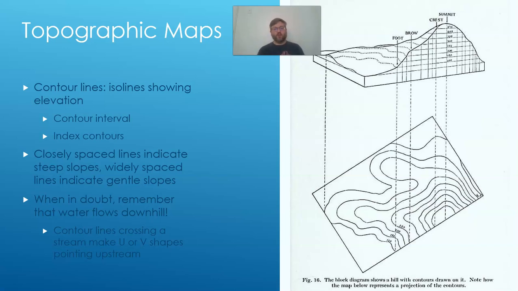And as contour lines cross a stream, they make a V or U shape pointing upstream. That stream is also sloped down as it flows towards its eventual destination, and so the contour lines are going to make a U or V shape as they cross the stream. And that V or U is going to point upstream. So if you're not sure which direction the stream is flowing, you can follow those V or U shapes to figure out which is uphill and which is downhill for the stream.